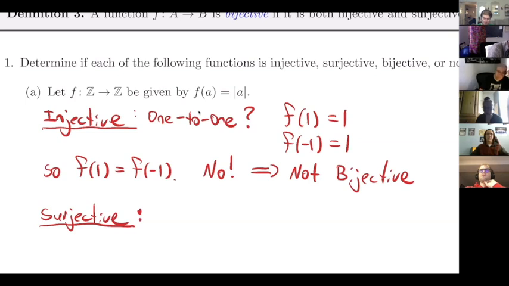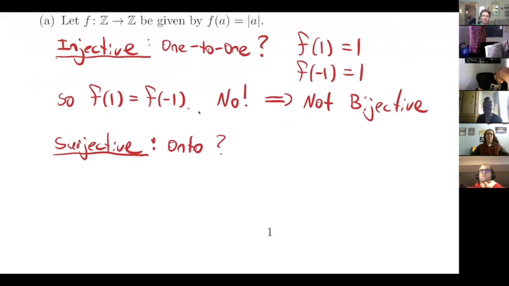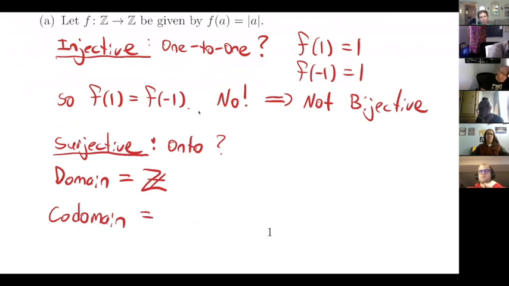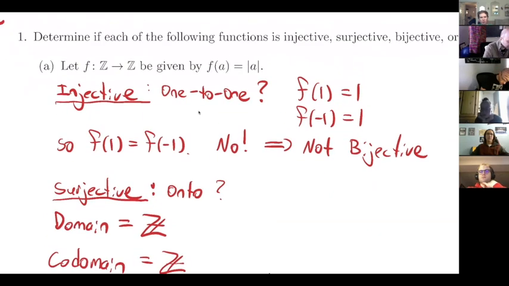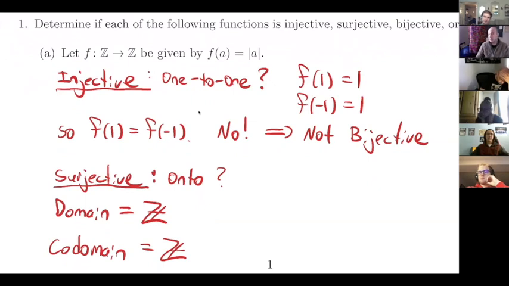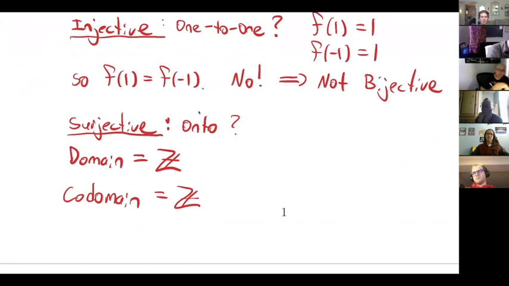So for surjective, here we're checking onto. Okay, so so far we know that the domain is the set of all integers. The codomain is the set of all integers. And the question is, is the codomain equal to the range? Does everything in the codomain have a pre-image? And if so, it would be onto.